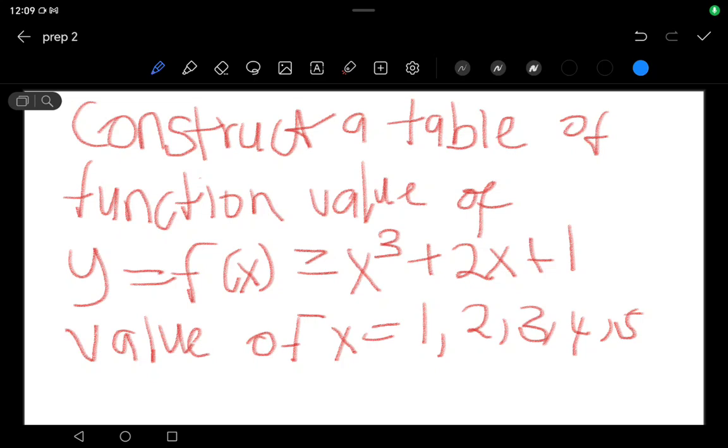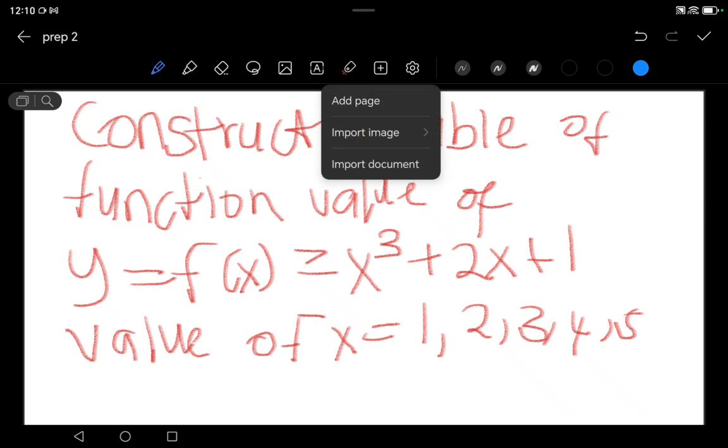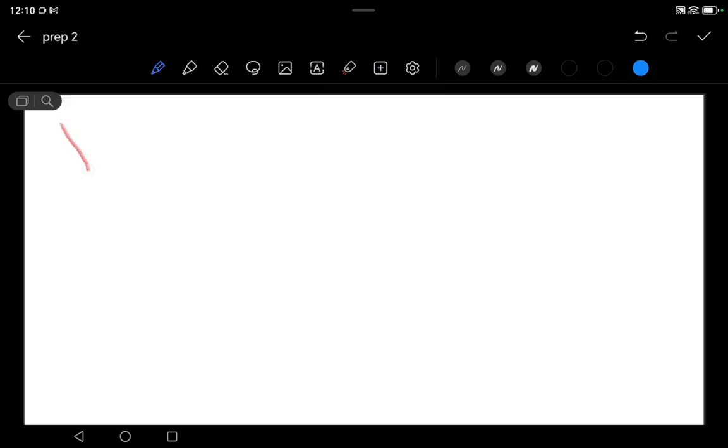This function f of x is equal to x cubed plus 2x plus 1, and the values of x are 1, 2, 3, 4, 5. Okay, so what we're going to do first is draw a table like when we are drawing a graph. On our table we're going to have the x values and the y values, where y equals f of x. This is how our table is going to look.